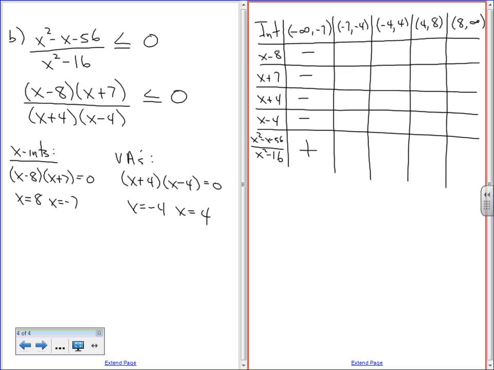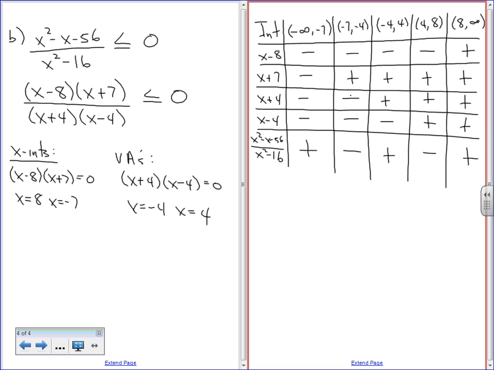A value in here, so something like negative 6. Negative 6 minus 8 is negative. Negative 6 plus 7 is positive. Negative 6 plus 4 is negative. Negative 6 minus 4 is negative. 3 negative signs, it's going to be a negative. Next: 0, negative, positive, positive, negative. 2 negative signs, positive. Next: 5, negative, positive, positive, positive. It's negative. Use 10, everything's positive.